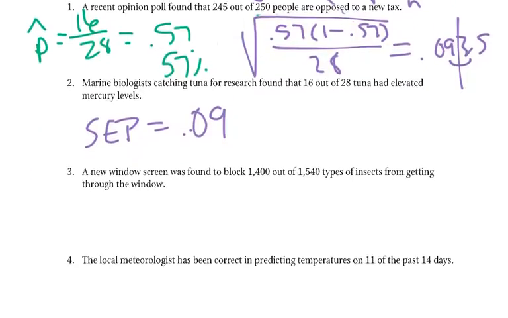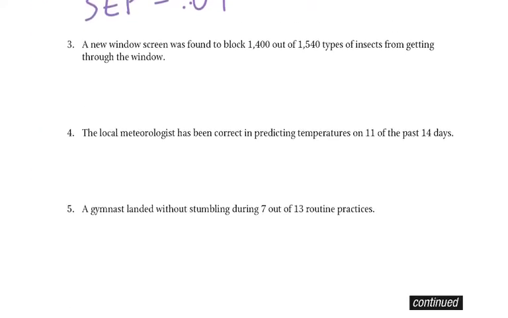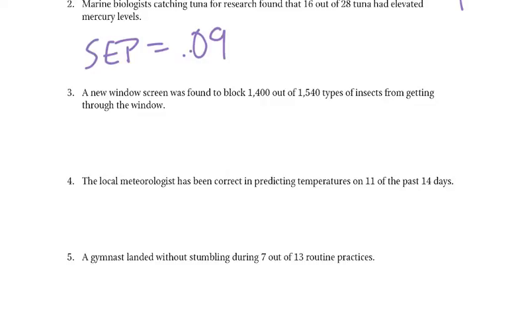Number 3. A new window screen was found to block 1,400 out of 1,540 types of insects from getting through the window. So for p hat, we go 1,400 over 1,540. Type that in my calculator.